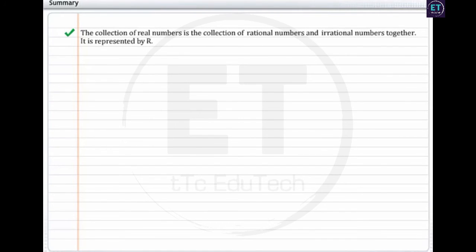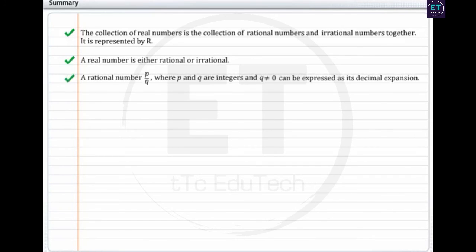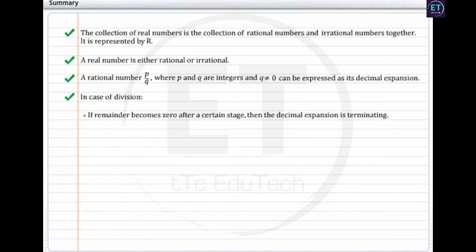Let's recap. The collection of real numbers is the collection of all rational numbers and irrational numbers together. It is represented by the capital letter R. A real number is either rational or irrational. A rational number can be expressed as its decimal expansion. In case of division, if remainder becomes 0 after a certain stage, then the decimal expansion is terminating.